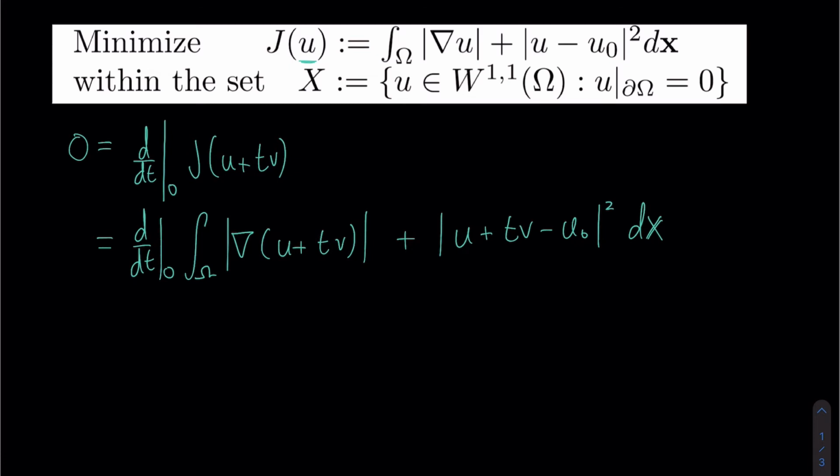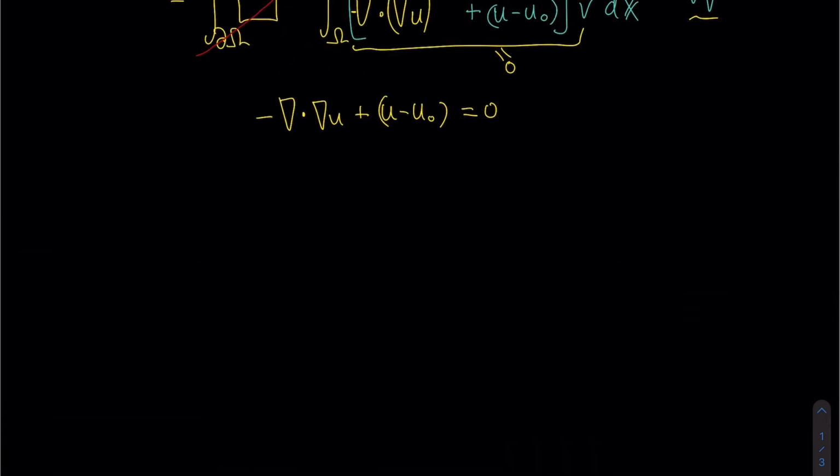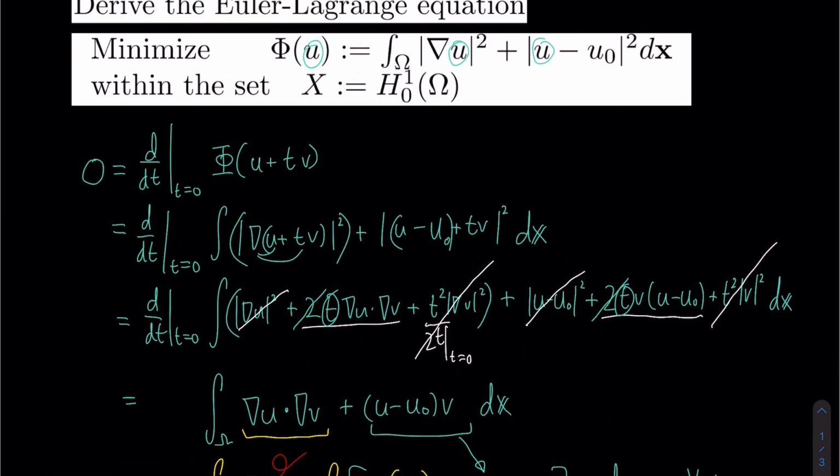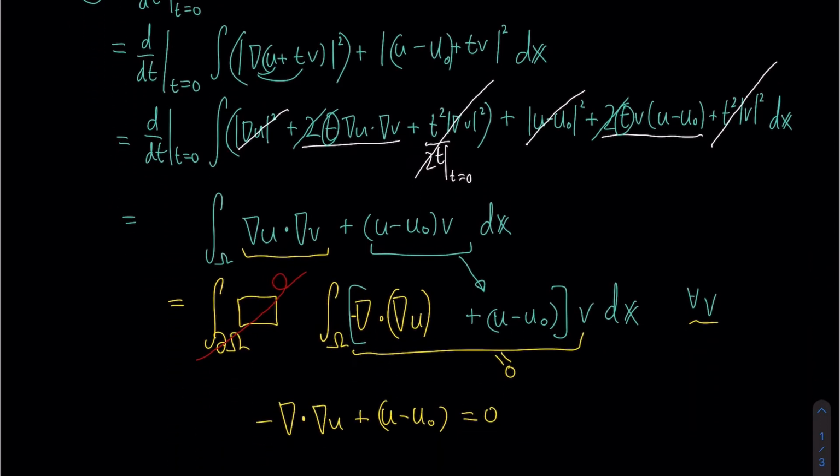Now, the second part is exactly the same as before, right? Recall, before, we also had the same exact term. And when we actually squared it and derived it and plugged in 0 into t, then we were left with twice of v times u minus u0 at the end, inside the integral. I canceled the 2 at the end.